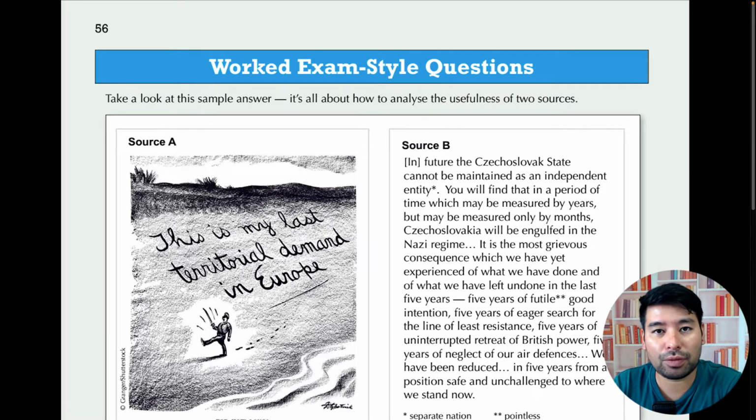Again, as I told you before, this is a sample answer. Take a look at this sample answer. It is all about how to analyze the usefulness of two sources. Usefulness, the utility of that. So let's analyze the sources here.